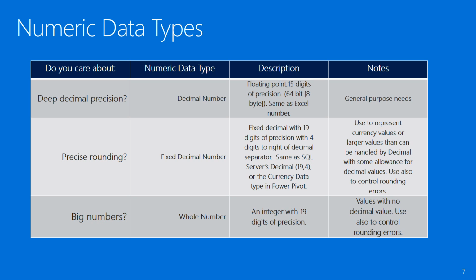However, if rounding is super important to you for budgeting or whatever reason, you may not want a decimal. Those little fractional values can bite you in the end. So you might want to convert some of your data types to fixed decimal. Fixed decimal will round to 4 decimal points. And the whole number, of course, will leave you with 0 decimal points. The fixed decimal is the same as SQL Server's decimal 19.4, or what was called the currency data type in Power Pivot.